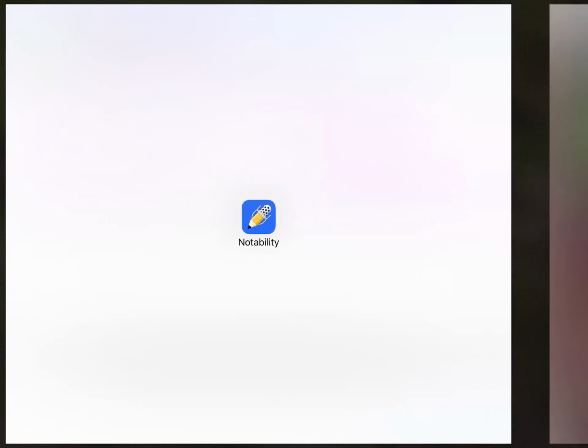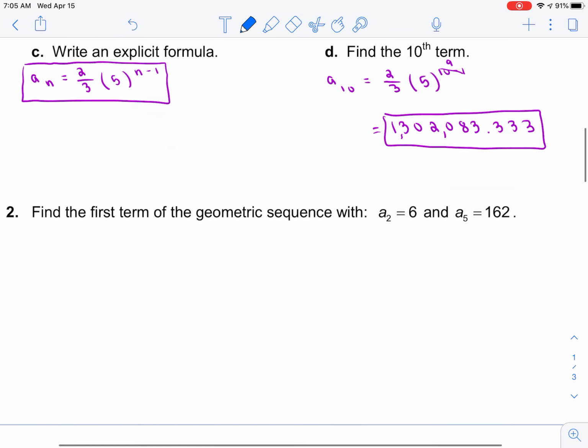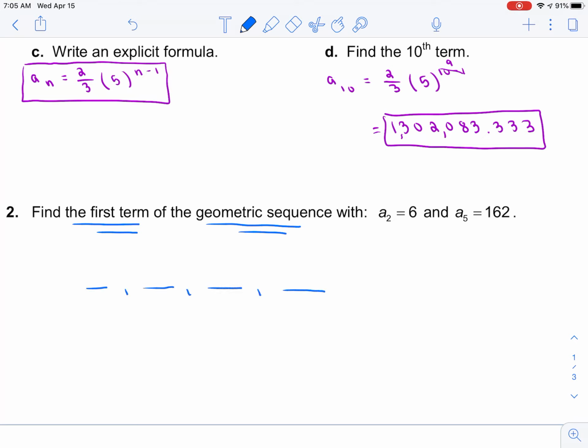Now, there is a question number 2 on here that is very similar to something you saw with arithmetic. If I say find the first term of a geometric sequence, but I give you 2 terms that are not the first term, let's think about this. We have first term, second term, third, fourth, fifth. If they tell you that term 2 is equal to 6 and term 5 is equal to 162, and they want us to find the first term, so a sub 1, think about what we did with arithmetic.